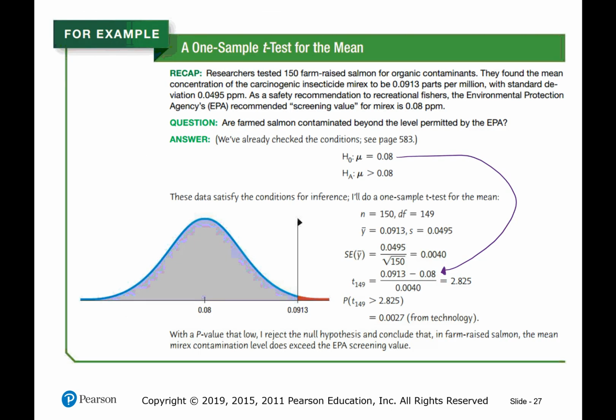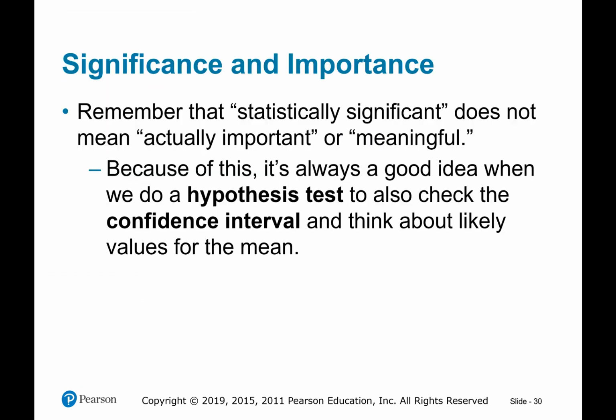Okay? We reject the null hypothesis and say, hold on, in farm-raised salmon, the mean Mirex contamination level does exceed the EPA screening value. You don't eat that fish. And whoever's running these farms, you've got a problem that needs to be cleaned up. Being statistically significant does not mean it's practically significant.